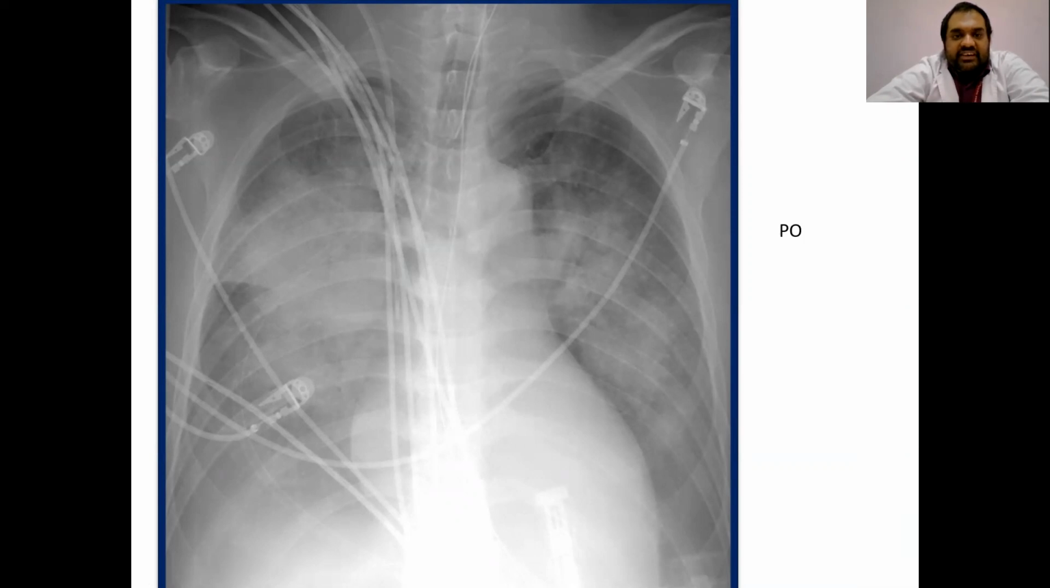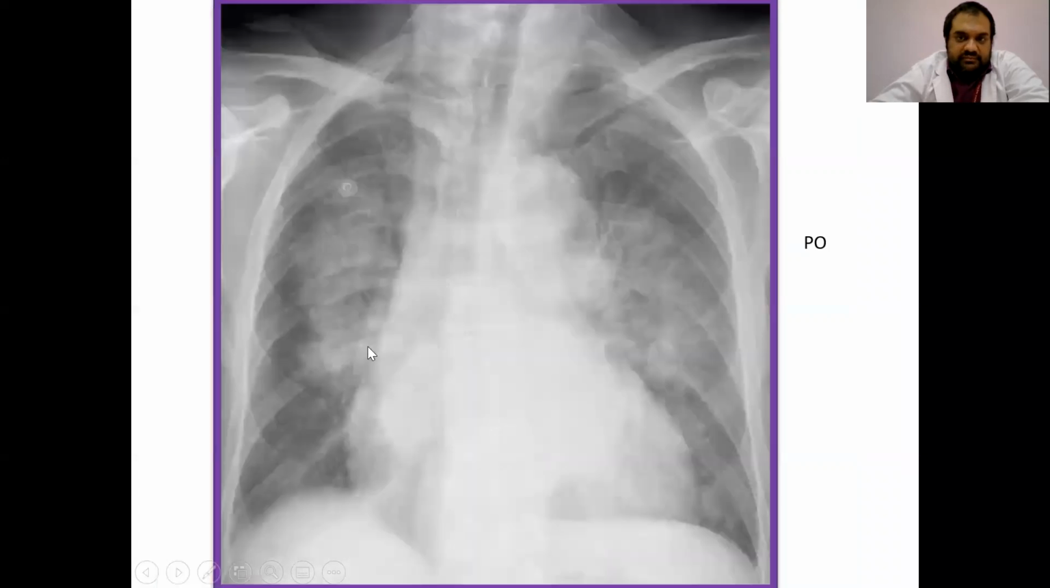This is the chest radiograph of an ICU patient showing opacities in the right and left upper and perihilar regions, suggestive of pulmonary edema. And one of the signs is bat wing edema. And this is another case of pulmonary edema.